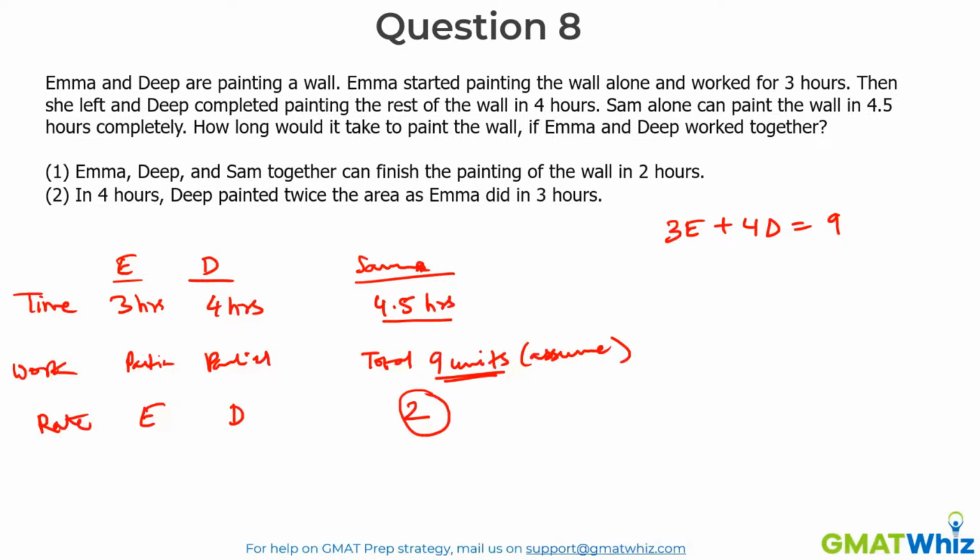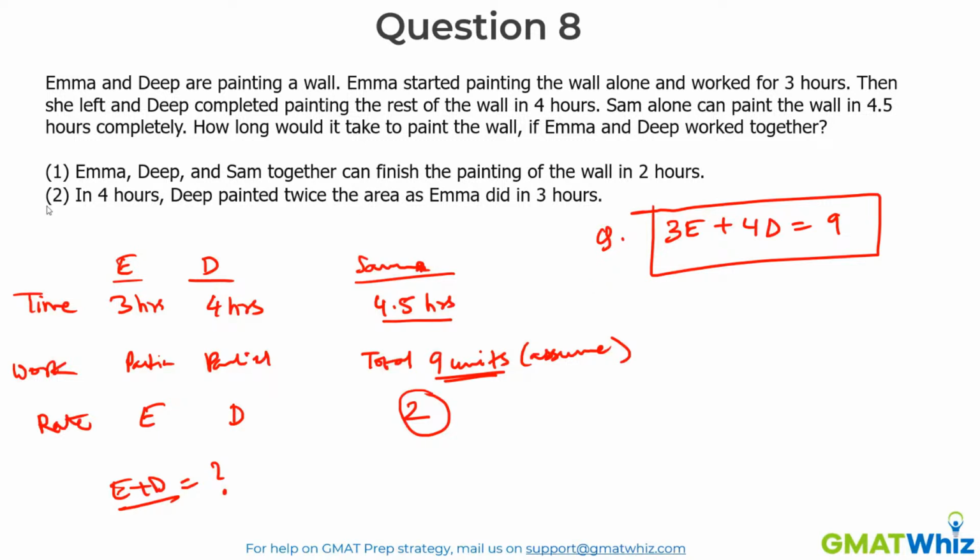Okay. Now, if I want to understand how much time Emma and D will take to complete the work, I need to find the sum of their rates. Because if I have the value of E plus D as, let's say, I'm just taking a random number, if it was 3, for example, I will get the time as 9 by 3, which is 3 hours, right? So I need to find the sum of E and D. That I can find if I have another equation in E and D, because I have this equation from the question itself.